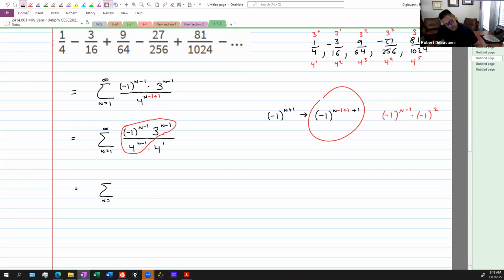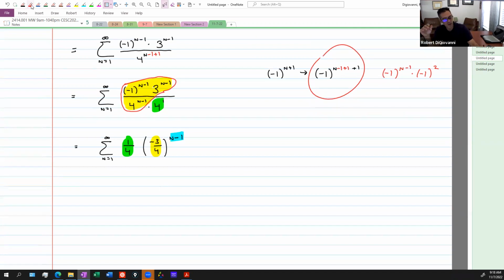Sum N equals one to infinity. And now I'm going to write that four on the bottom, the four to the first power down here, as this fraction out front. And then everything else here, I'm going to put together into one expression because they're all being raised to the N minus one. So it's going to be negative three over four to the N minus one. I'm multiplying negative one and three together to get negative three and then four on the bottom. And now I have my R, and that's being raised to the N minus one. So I have everything I need for geometric.